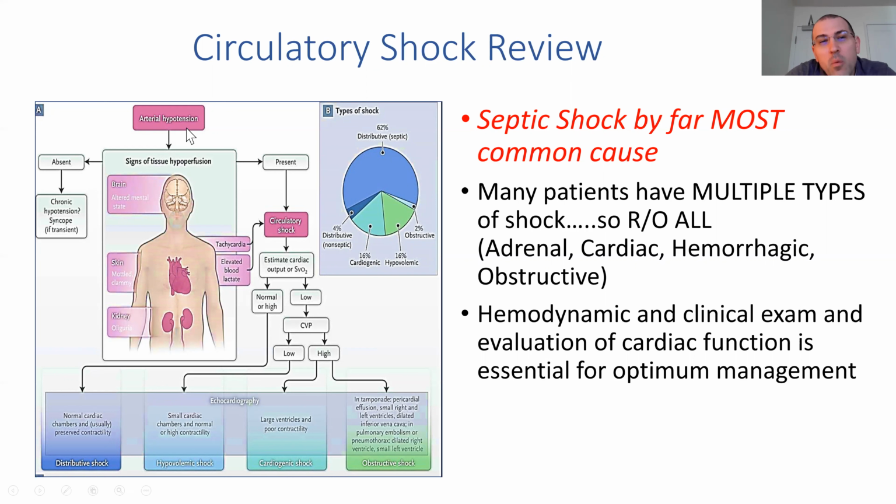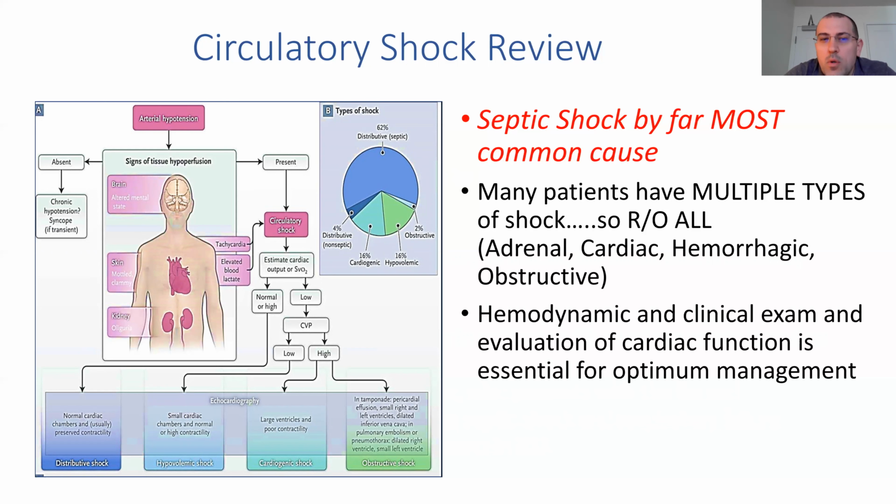So what if they do have arterial hypotension and they have signs of tissue hypoperfusion? Well, what are some of those signs? You could have altered mental status in the brain. The skin can become mottled and clammy. You can have decreased urine output in the kidneys. Of course, you can have a tachycardia that compensates for the low blood pressure, and you can start having elevated levels of blood lactate. If these are present, this gives rise to circulatory shock.